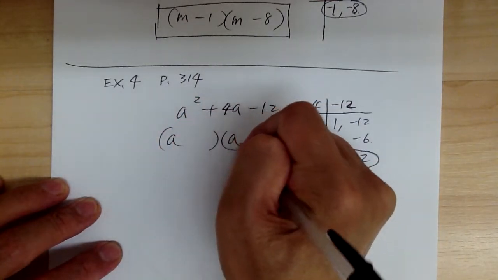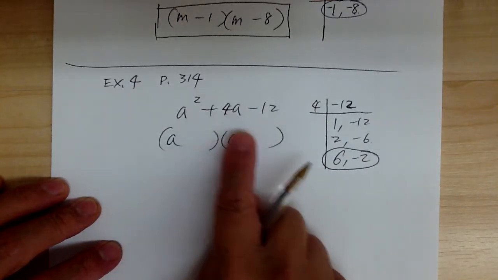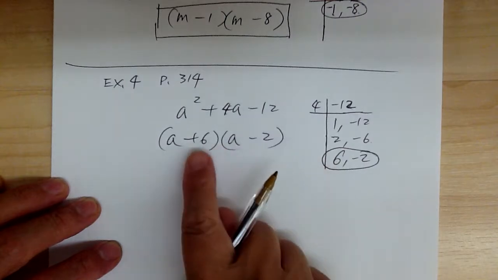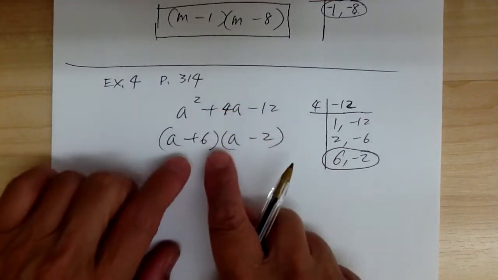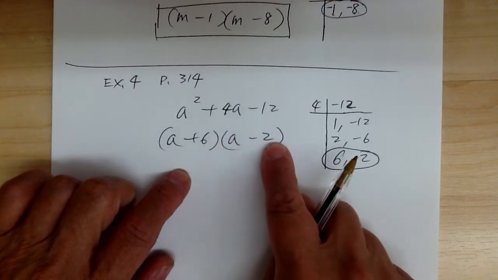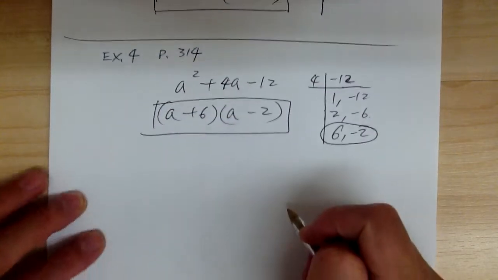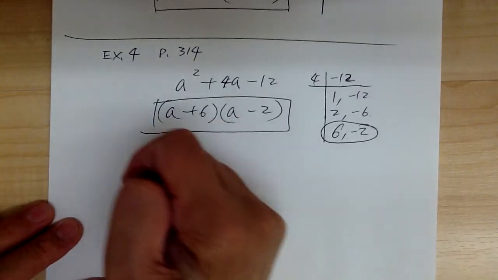So you've got a and an a, right? So a times a gives you a squared. Again, this came from adding, right? So you're going to get plus 6 minus 2. Okay, so 6 plus negative 2 gives you positive 4. 6 times negative 2 gives you negative 12. Okay, so that's your example 4. Okay, let's go to example 5.